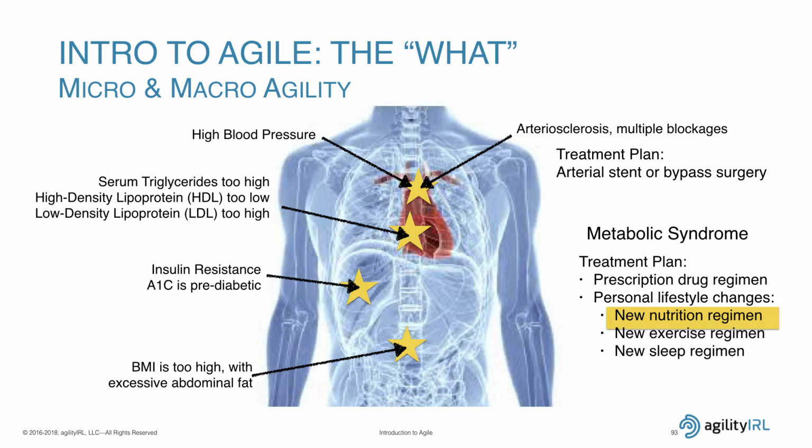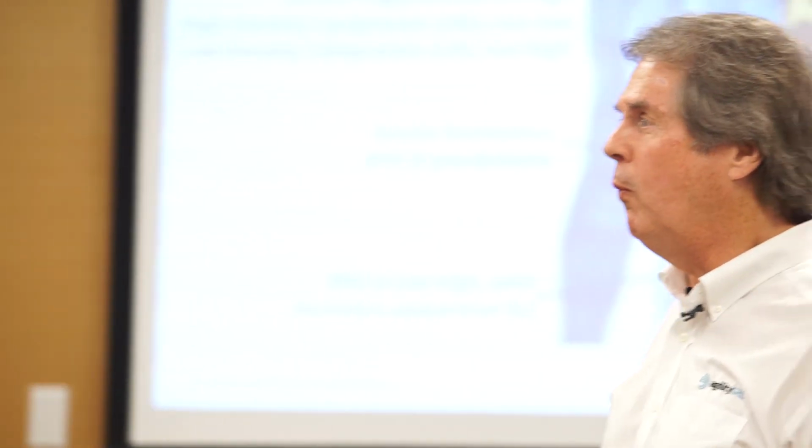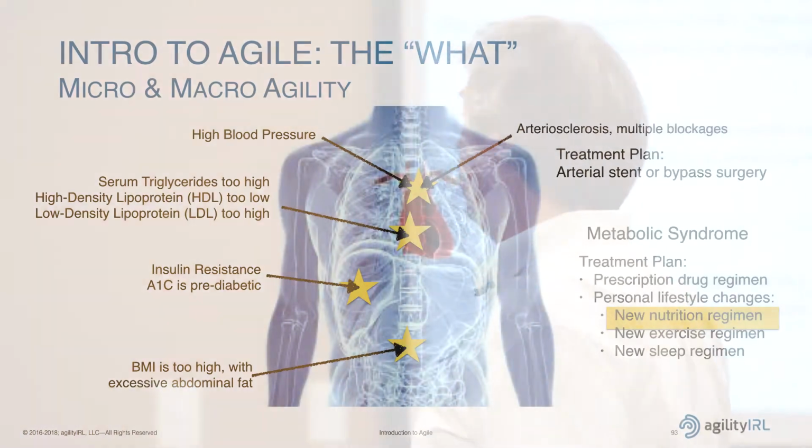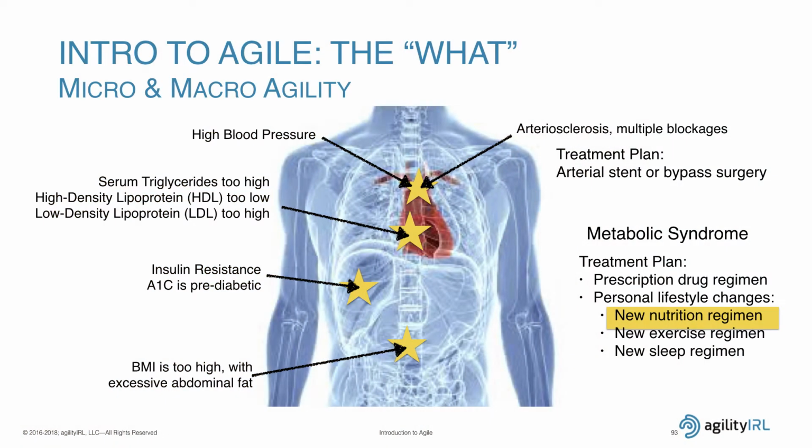But you know what? We're also still worried about your blood pressure, all your triglycerides and cholesterol. And you know what? Your A1C is pre-diabetic and you're carrying way too much fat around your belly. That's a problem. So what's the treatment plan for that? They said, well, you got metabolic syndrome. So we're going to keep up with the prescription drug regimen, but you need to change your lifestyle.